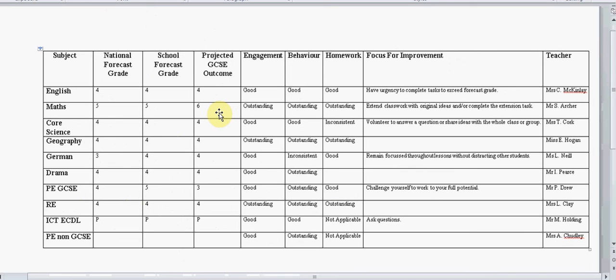Okay. Hopefully that's helped a bit about what we're doing. I'll just recap for you. National forecast grade, to be like 50% of schools. School forecast grade, not for every subject, but for some subjects we're stretching students a bit more, so that our results come out as a school in the top 20% of schools. Projected GCSE outcome is what we are saying, based on how the student is working at the moment, they will get when they leave in Year 11.